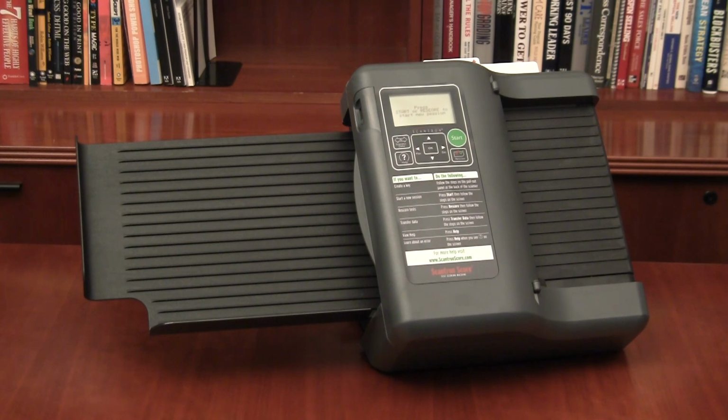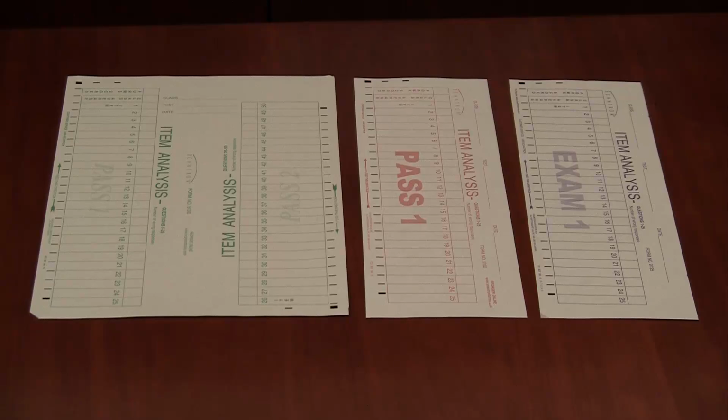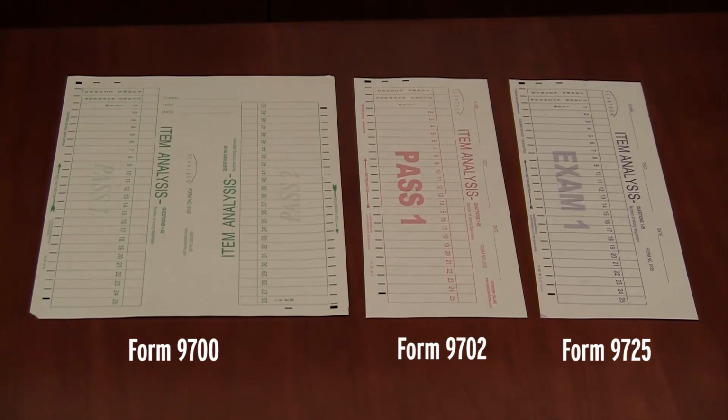In this video, we'll show you how to perform item analysis. Item analysis enables you to analyze the performance of your class and your test questions. There are 3 forms available. Be sure to select the proper one for the test forms that you are using. You can find this information in the forms list in the online interactive user's guide for the Scantron score.